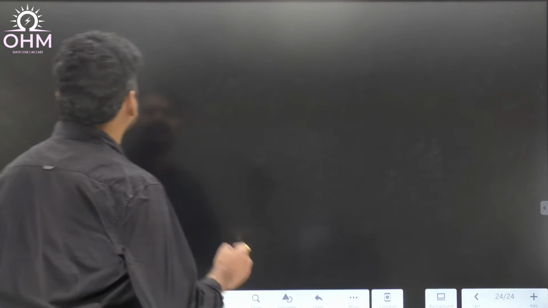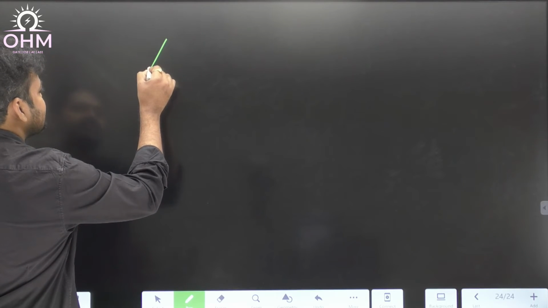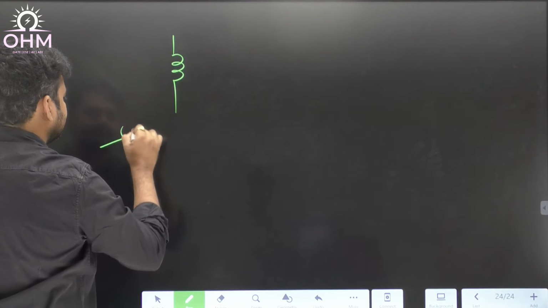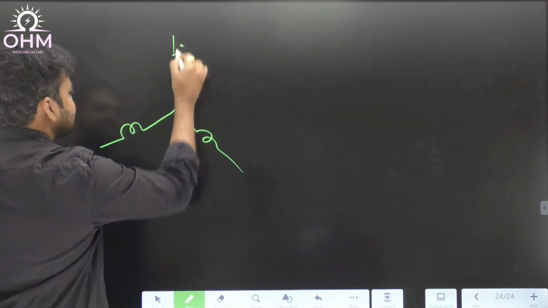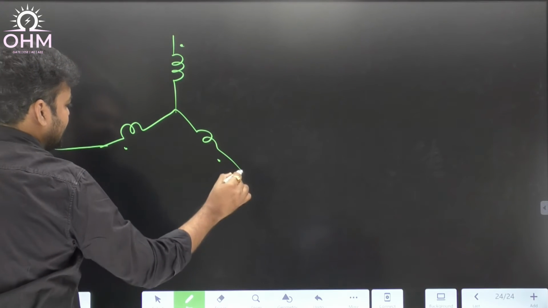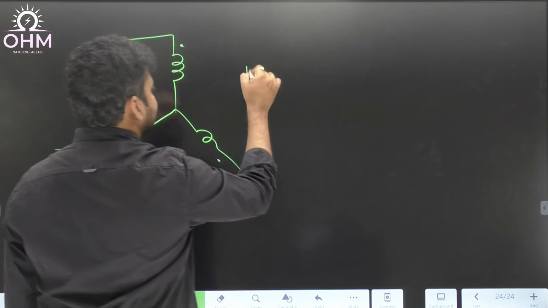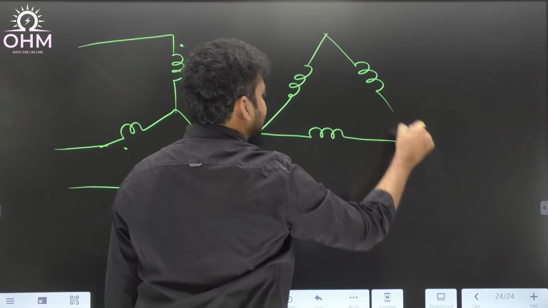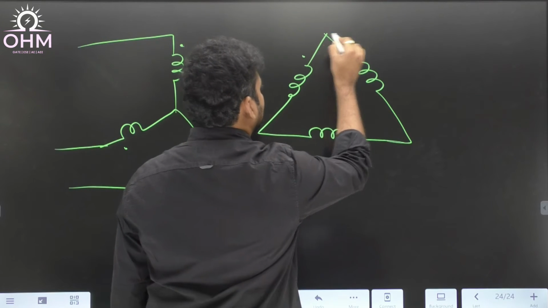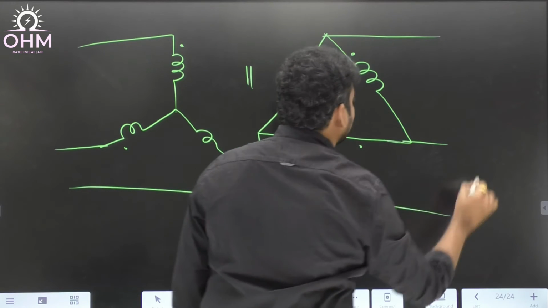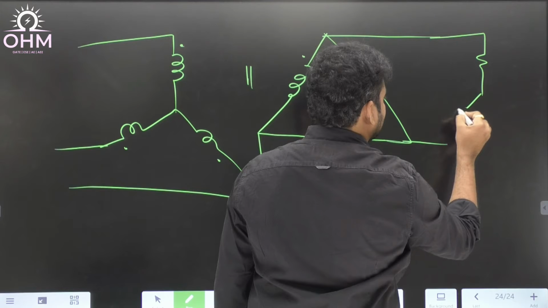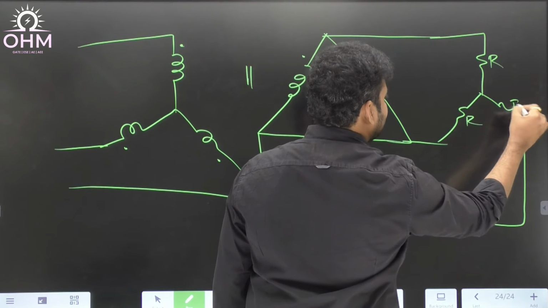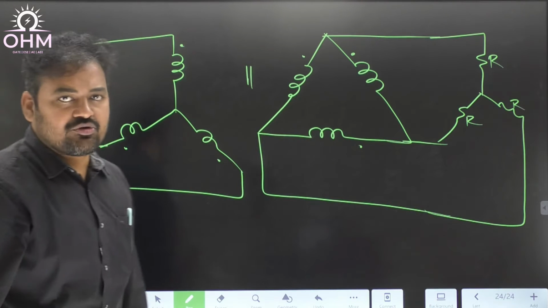Okay, so if I redraw the diagram again, primary is a star connection. This is the given star connection on the primary side. Secondary is a delta connection. And this delta-connected transformer is connected to a star-connected balanced load. Most importantly, the load is balanced. If the load is balanced, obviously the currents are also going to be balanced.